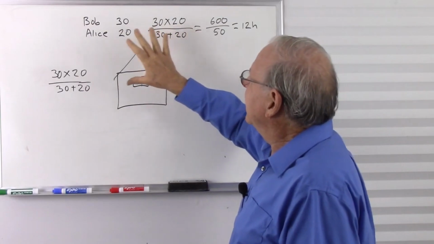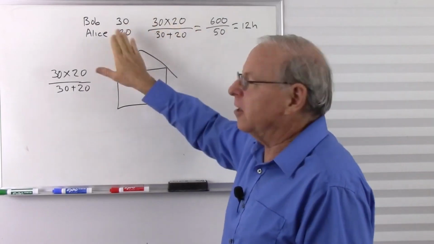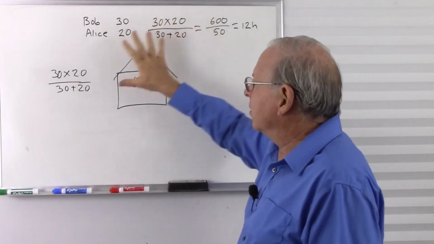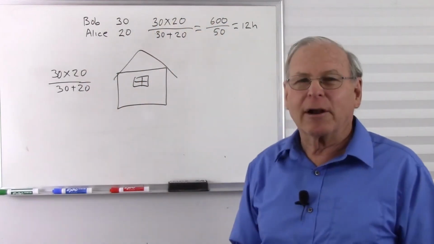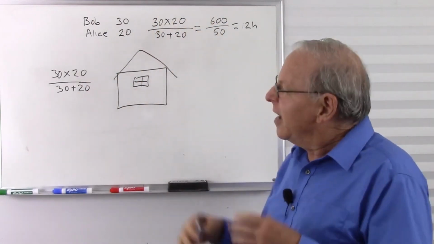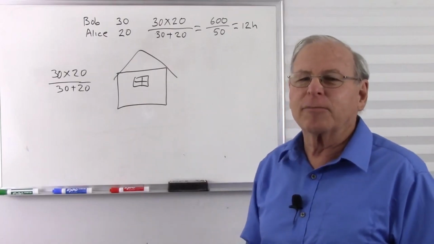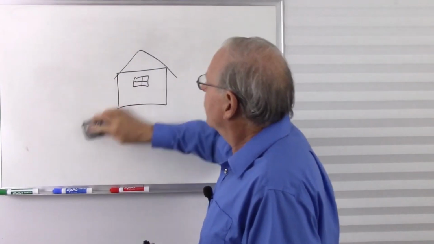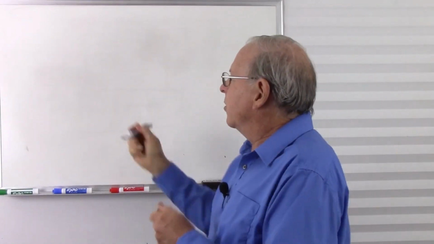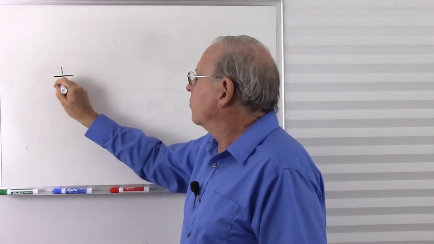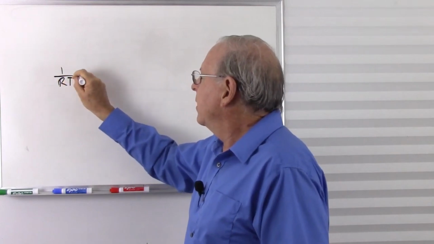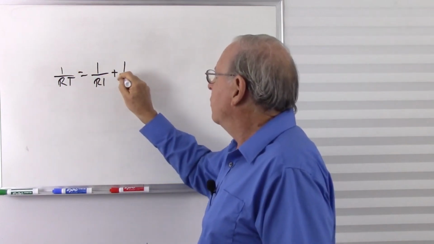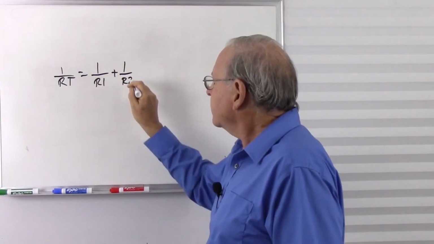But anyway, if you have people and you know how long they take to do something, you can calculate how long they would take it together by the simple product over sum, just like resistances. And that's about all the insight I can give you into this particular formula. Now, the other formula is the 1 over 1 over 1 over formula. So we have 1 over the total resistance is equal to 1 over R1 plus 1 over R2.